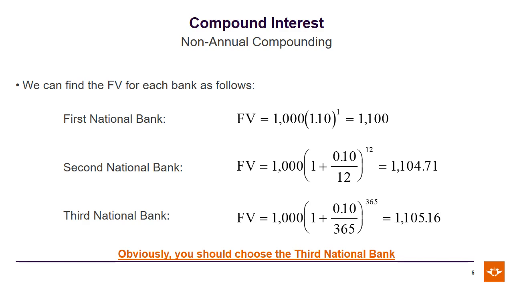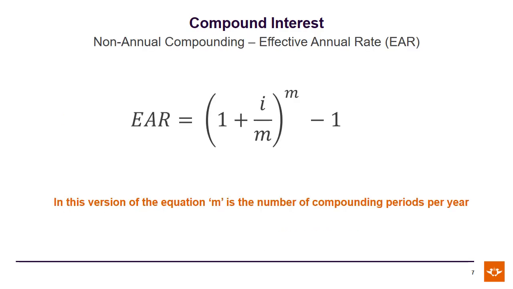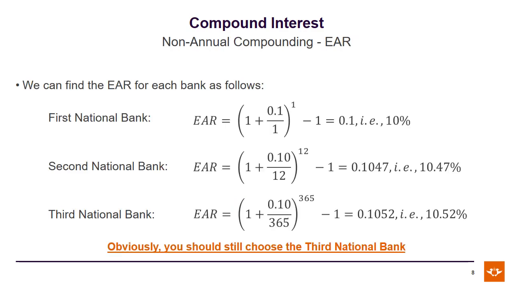As an alternative to calculating future value, we can calculate what is called the effective annual rate of interest. We can compare the interest rates offered by all 3 banks on an annual basis, taking into account the different compounding periods, and the formula is given in this slide. We're going to use the information from the example on the 3 banks to calculate the effective annual rate of interest for all 3 of them, and the decision will be based on which one turns out to be the highest.